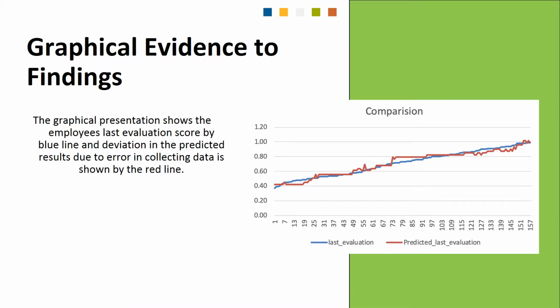Thank you, Marta. Now, for the percentage which was derived by Marta, I would like to provide some graphical evidence to support our findings. According to the graph presented on the screen, the blue line represents the actual last evaluation score, that is, the performance predictor of employees. On the other hand, the red line represents the prediction made by us while carrying out the research. Through this graph, it can be noted that the prediction cannot be accurate due to some possible mistakes which may occur while collecting or analyzing the data by the researchers.